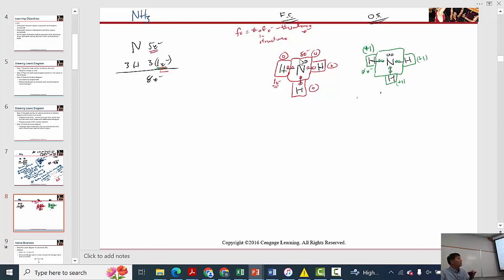How many electrons did nitrogen end up with? 1, 2, 3, 4, 5, 6, 7, 8. So nitrogen ends up with 8 electrons. And how many did it contribute? It only contributed 5, but ends up with 8 electrons. That means it's gotten 3 extra electrons. If it has 3 extra electrons, that's 3 extra negative charges, which means the oxidation state of nitrogen will be -3.